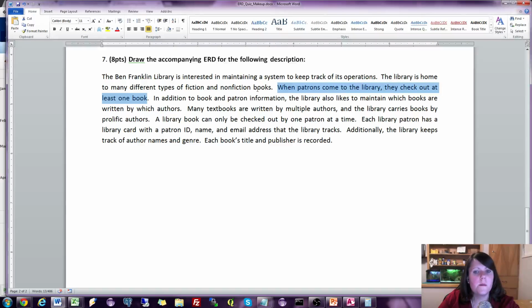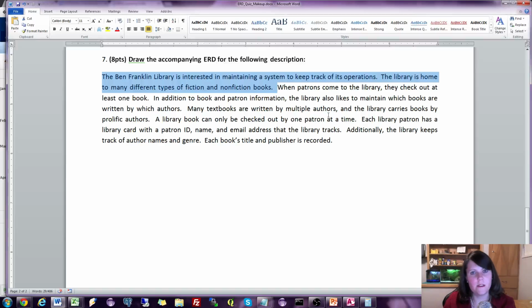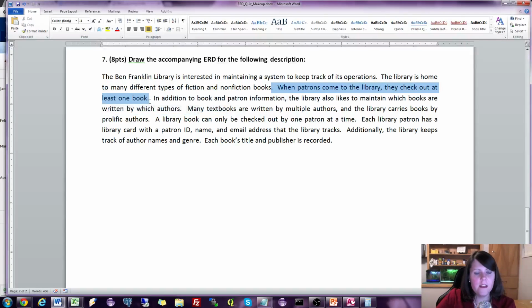So I noticed some people were getting confused by some of the introductory text in some of the problems. Essentially, what you want to look for are those relationships, because the relationships will often help you identify what the entities are, if you're not clear on what the entities are. If you're clear on what the entities are, and the relationships match, then you're in good shape. But if you're not, you can look at the relationships and it'll help you decide what the entities should be. So when patrons come to the library, they check out at least one book.